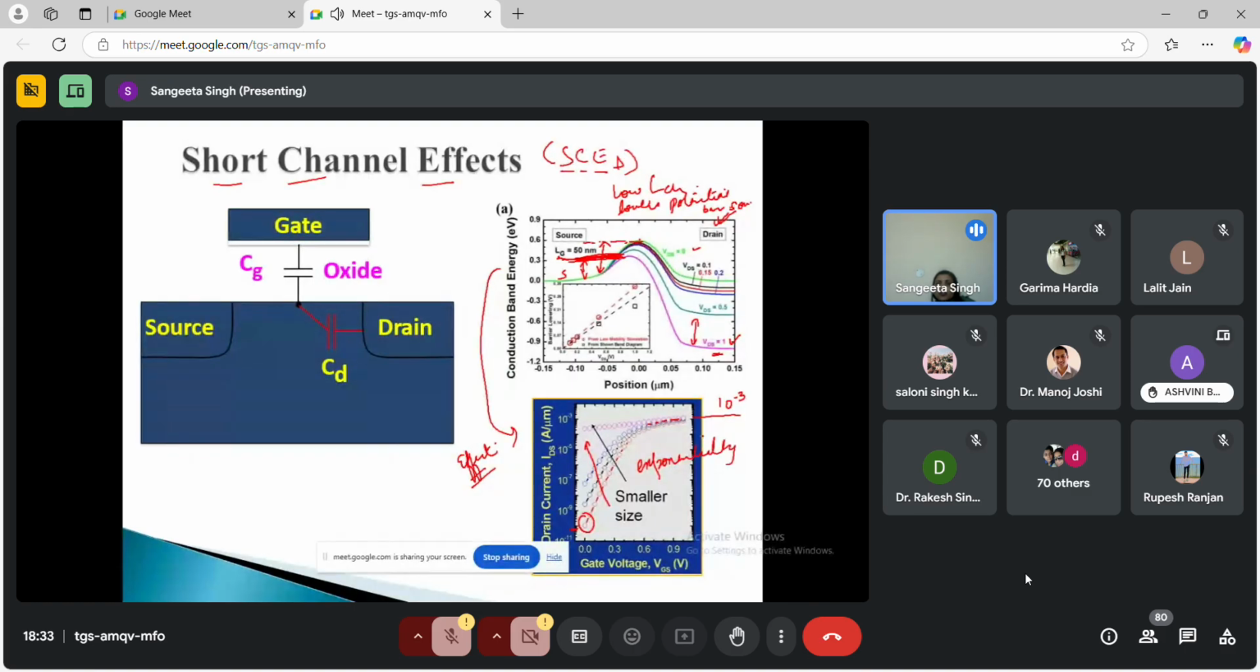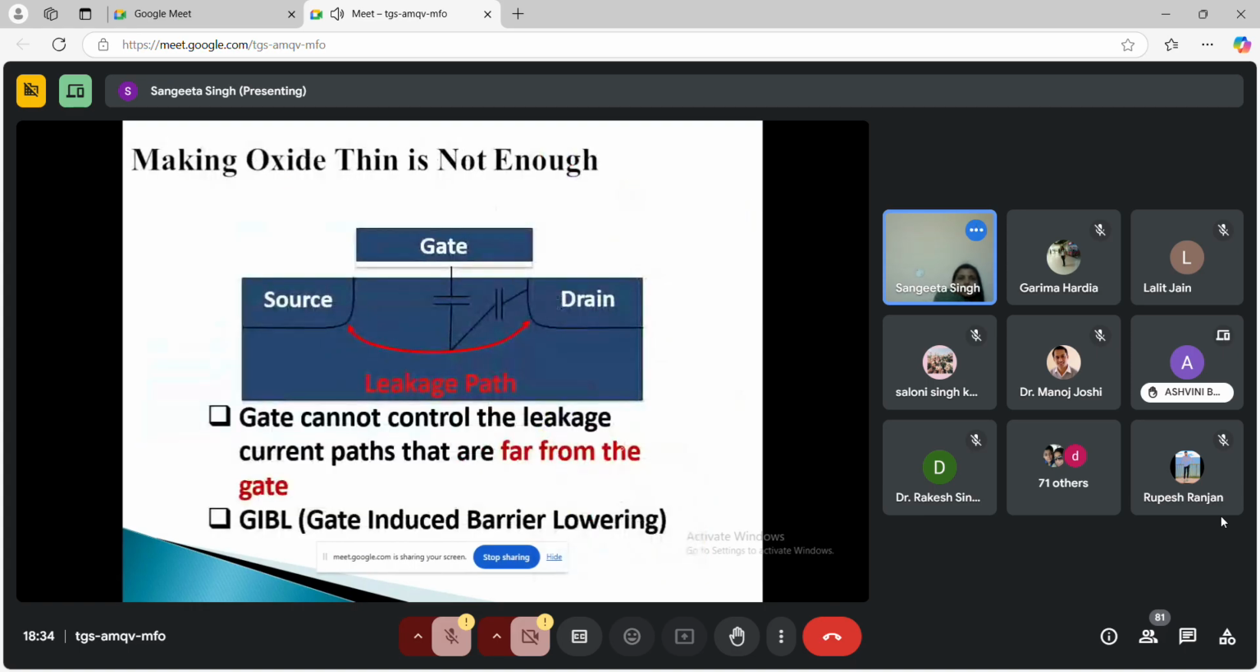And what will happen if your off current is increasing exponentially? What did I say at the starting of this talk? For a good transistor, the ION to IOFF ratio should be as high as possible. But if my ION is the same and IOFF is increasing exponentially, my ION to IOFF ratio is decreasing exponentially, which means it is degrading my transistor performance.